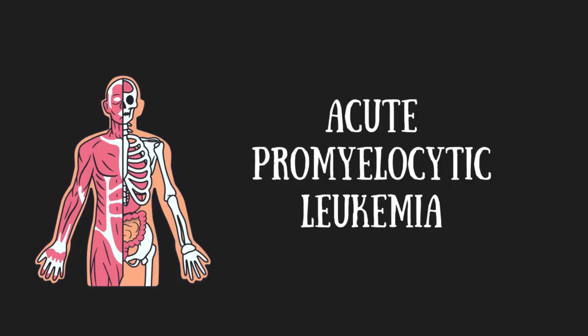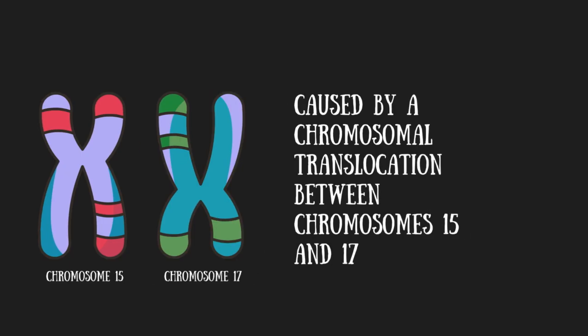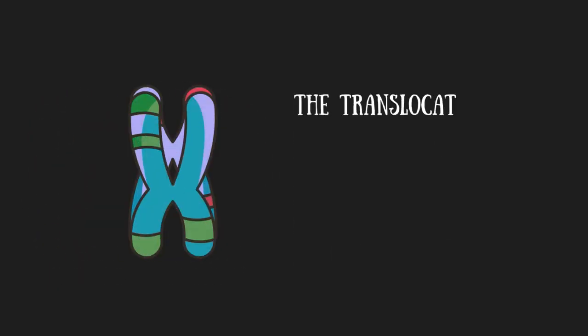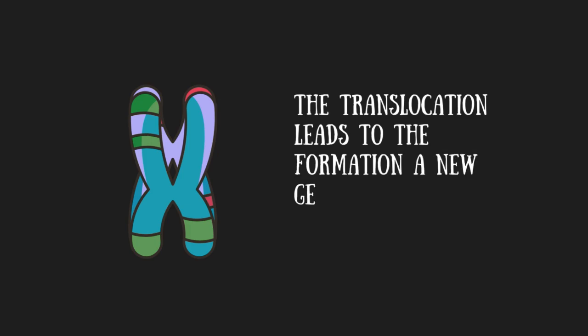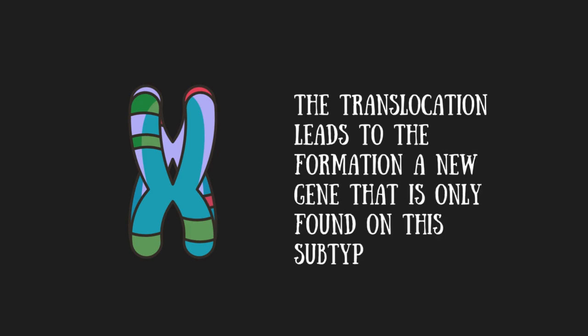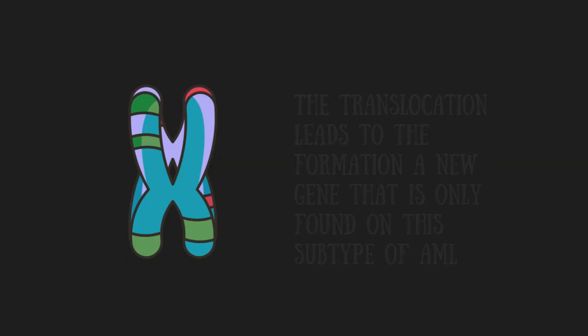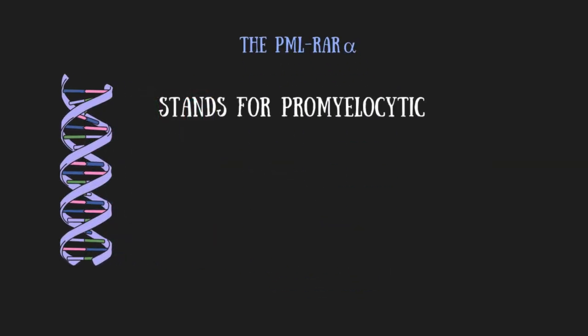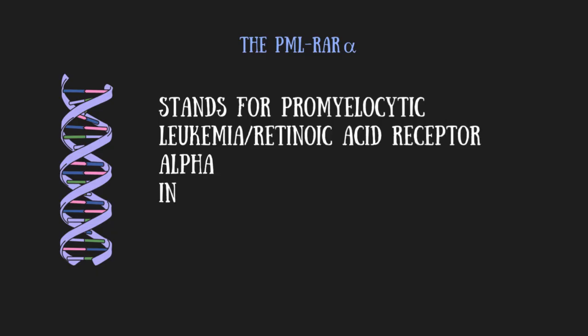A subtype of AML is acute promyelocytic leukemia, also called APML. This cancer is caused by a chromosomal translocation between chromosomes 15 and 17. This translocation leads to the formation of a new gene that is only found in this subtype of AML, which codes for the fusion protein PML-RAR alpha, standing for promyelocytic leukemia retinoic acid receptor alpha.